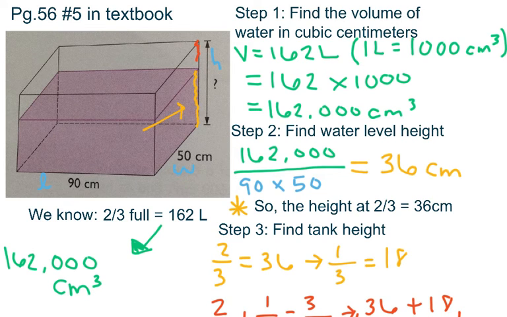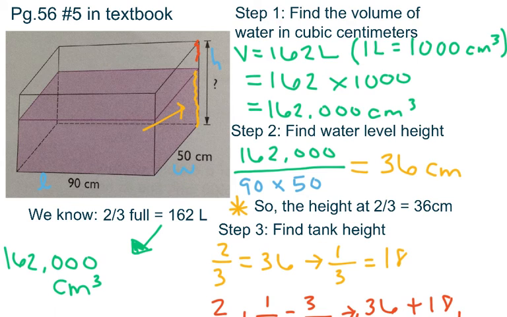So, here's what we know. Our length is 90 centimeters. Our width is 50 centimeters, and we don't know our height. That's what we're looking for, okay? So, with this being said, we know that the volume of the water is 162 liters, okay, but that's only at 2/3 full.